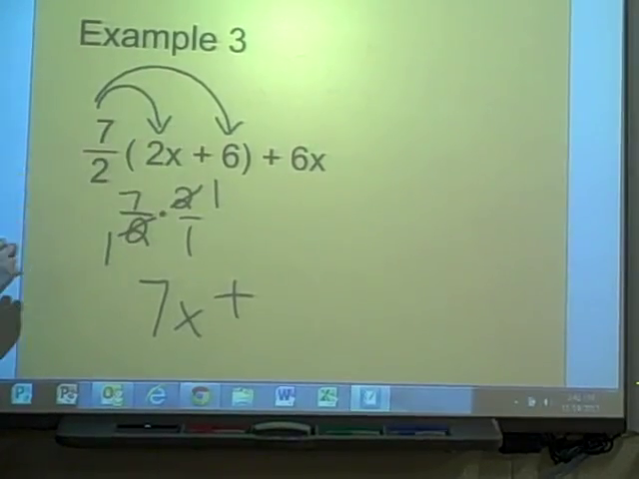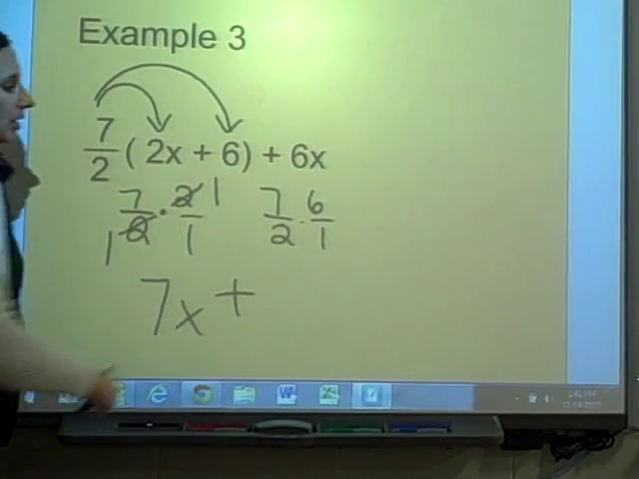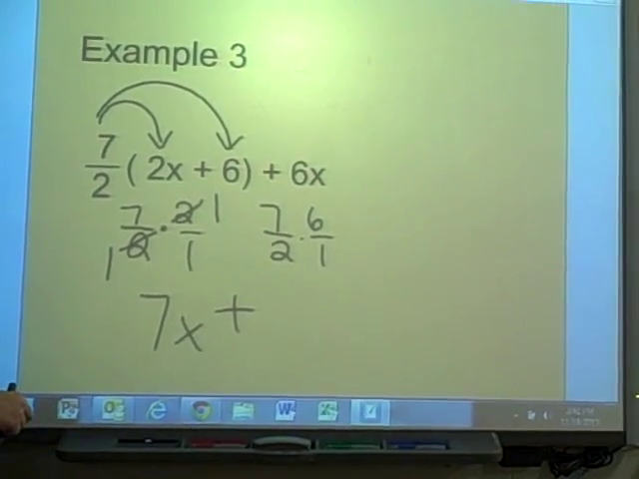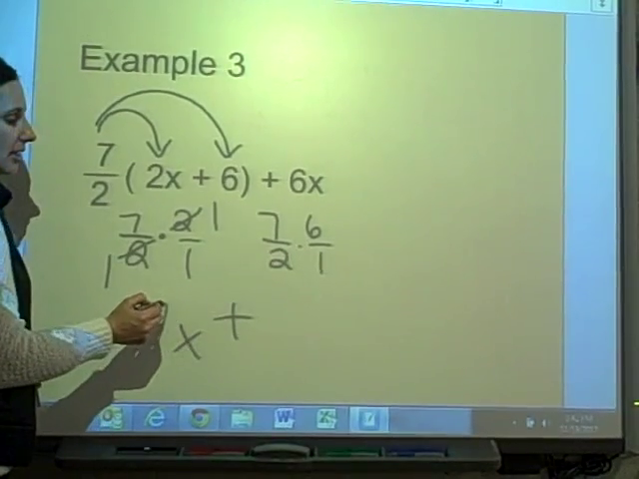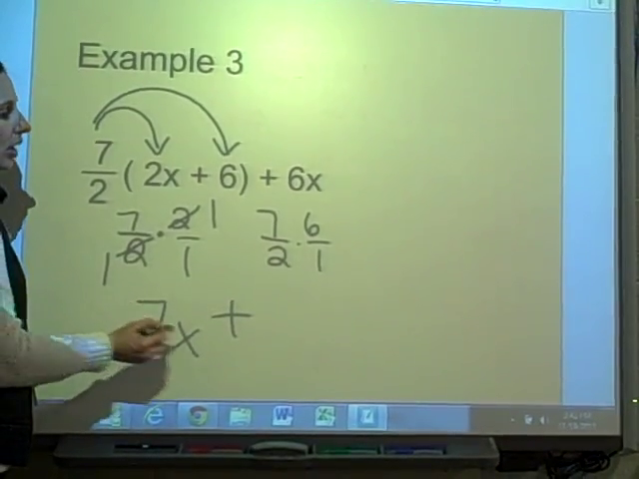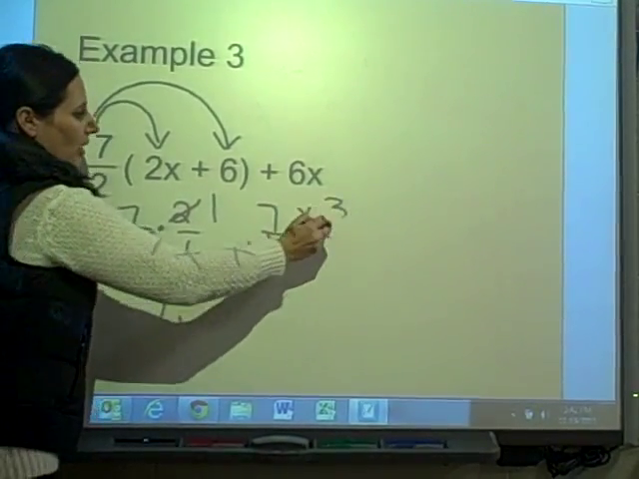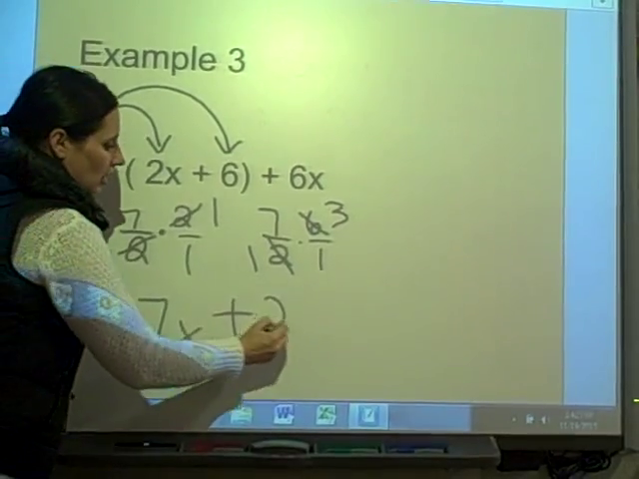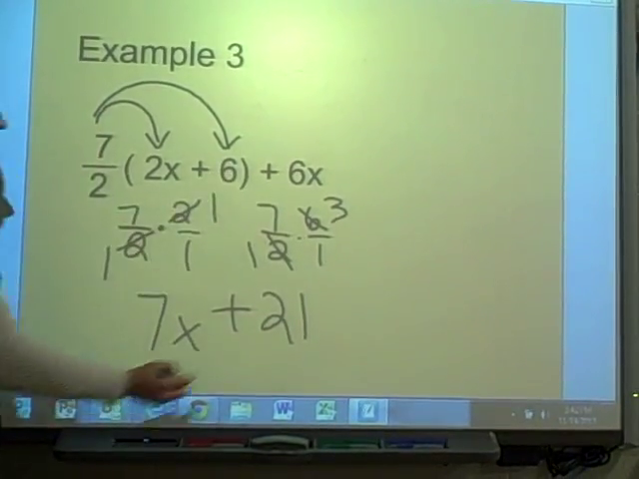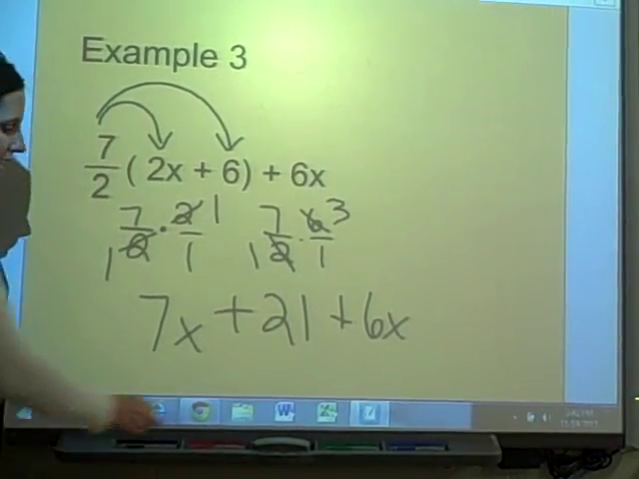Next, what do we have? 7 halves times 6. So 7 halves times 6 over 1. Top times top, bottom times bottom. But wait, I see I have a common factor. For 2 and 6, that common factor is 2. 2 divided by 2 is 1. 6 divided by 2 is 3. Top times top, bottom times bottom. 7 times 3 is 21. Don't forget to bring down what's left, a 6x.